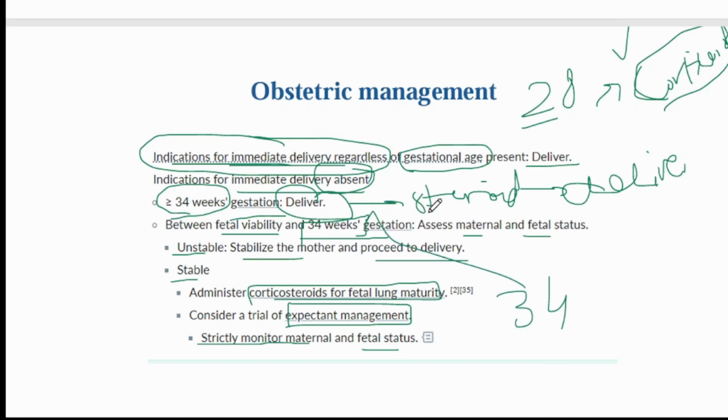So with severe features, we try to deliver at 34 weeks, in fact. But if there is an indication for immediate delivery, we deliver before. If the patient is unstable, we deliver before 34. If the patient is stable, no indication, we deliver at 34. But if there are no severe features, we manage the patient conservatively and we deliver at 37 weeks. Okay, so I hope I was able to make myself clear. Thank you.